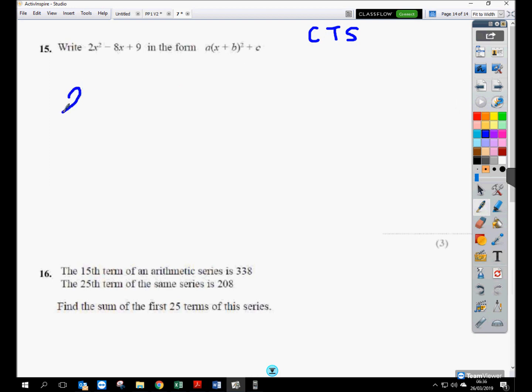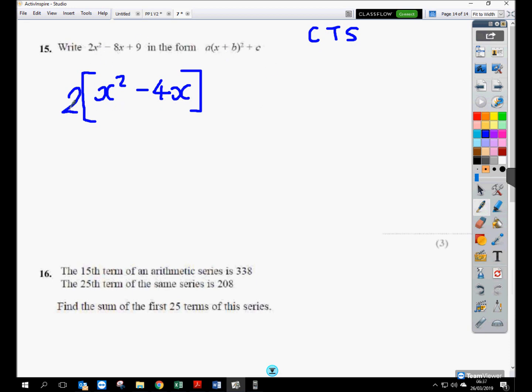Okay? So the first thing that you do is you factorize a 2 from the first two terms. And the reason that you do that is because you need x squared as the first term in the bracket. So you always take out the coefficient of x squared because you need an x squared as the first term in the bracket. Okay. So this works nicely.